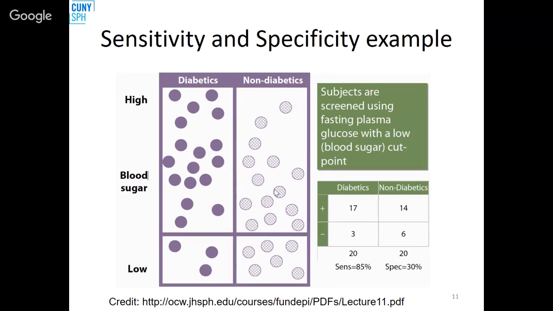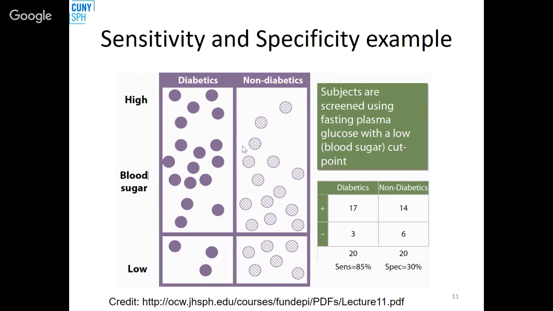So you want a yes/no answer from your test, though, and in order to do that, you have to set some threshold. So if you set a threshold of low blood glucose, what you're going to get is a lot of yeses. A lot of people predicted to have diabetes. So is that a sensitive test or a specific test? Does it have good sensitivity or good specificity?